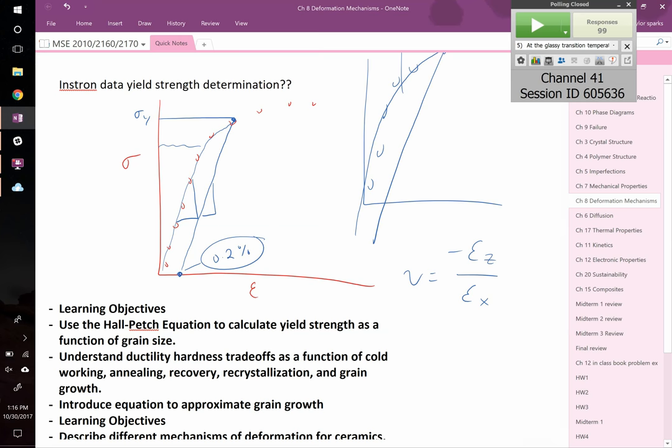Okay? Yeah, in the back, Spencer? So are you finding the slope of the line? Yeah, it's the slope of this linear region. The yield strength? That's not the yield strength, that's the elastic modulus. Then you use that elastic modulus starting at 0.2%, you draw it with the same slope, see where it intersects, and that gives you the yield strength.